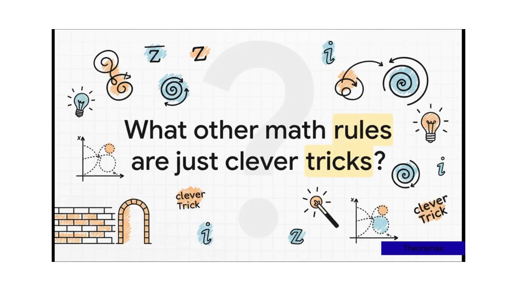You've just seen that a seemingly strict math rule is really just an invitation to use a clever trick. It kind of makes you wonder, doesn't it? What other rules in math are just waiting for you to discover the elegant little trick that makes them simple?